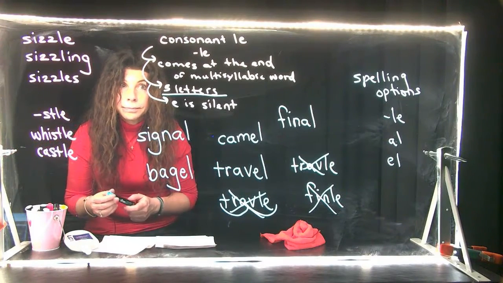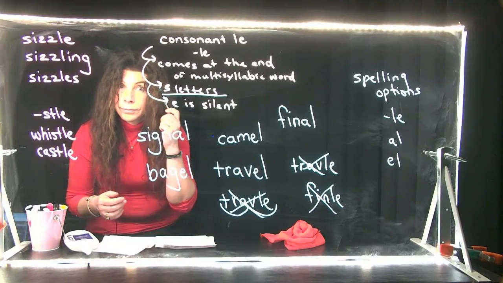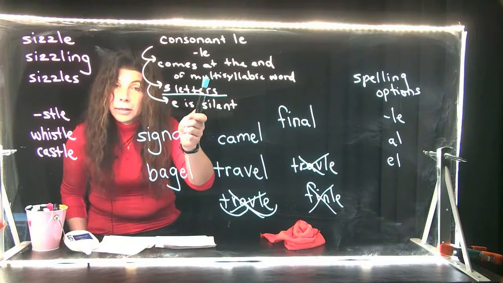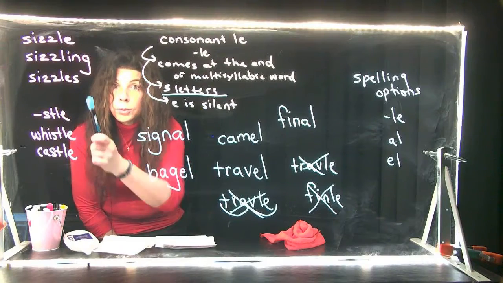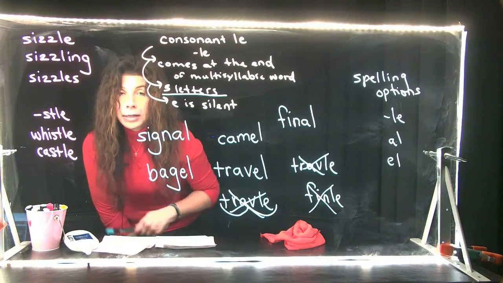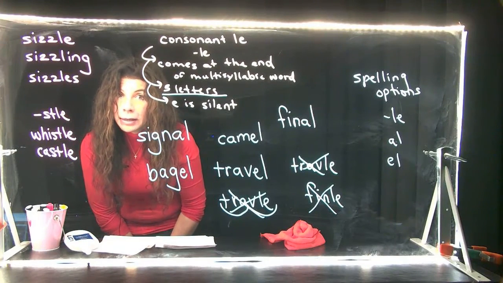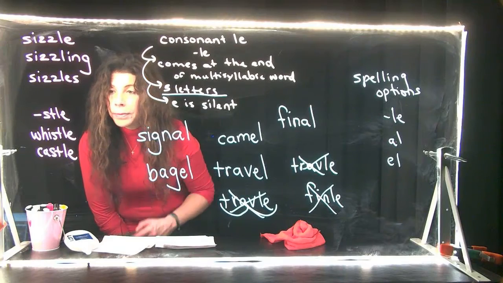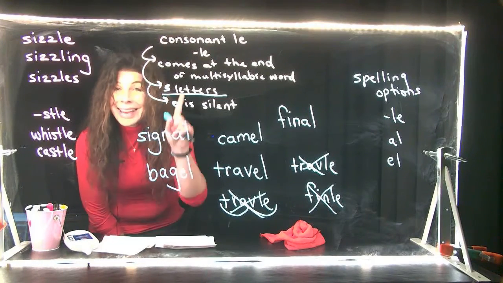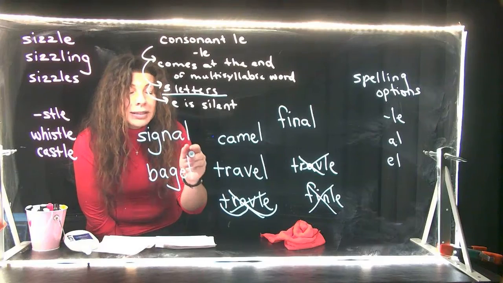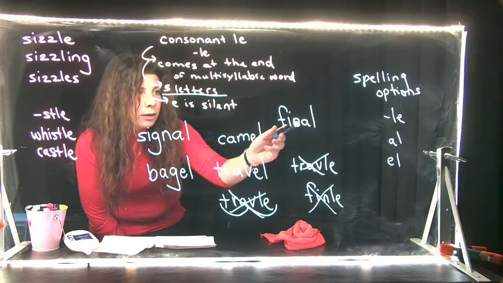Consonant LE. Got it in your head? At the end of a multisyllabic word, 3 letters, E is silent. The rule for adding: if you're adding a vowel suffix, you drop that E. If you add a consonant suffix, you keep it. With the exception, STLE, like in whistle and castle. And on top of it, sometimes the old can sound like an AL or an EL.